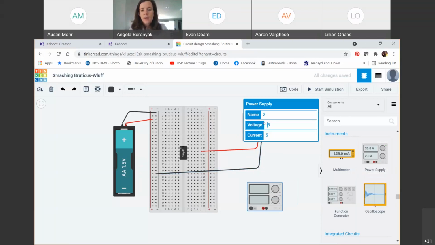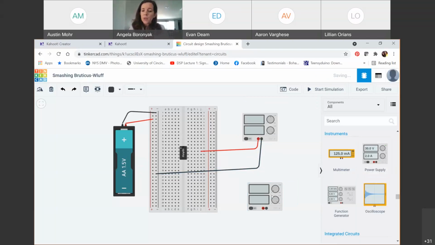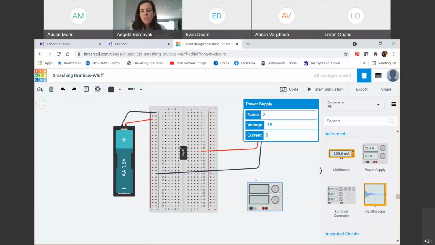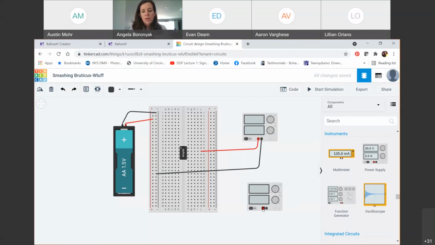Now it looks like you could just type in negative 15. But annoyingly, if you do that, Tinkercad doesn't give you an error or any warning, but it doesn't actually make this negative 15. It can't do that correctly. So you really have to make this positive 15. If you try to actually measure it with the multimeter, it won't make it correctly, annoyingly.